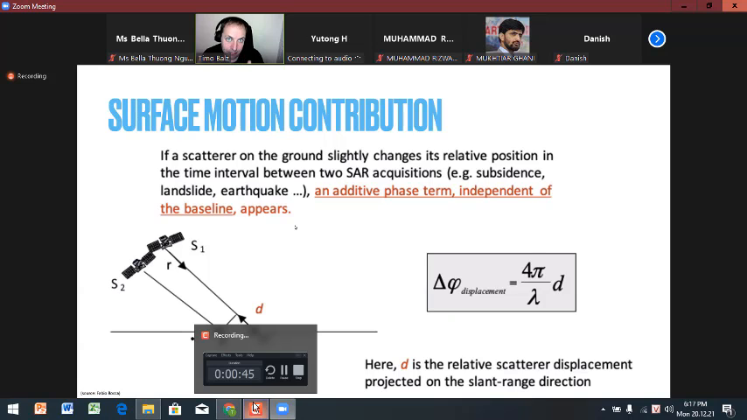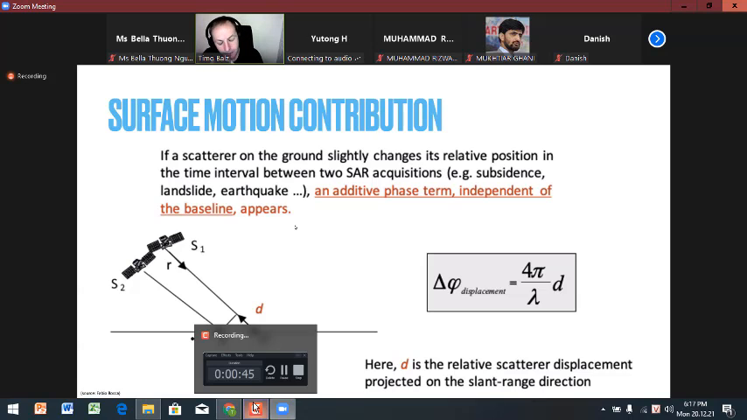So if you only suggest it can only be subsidence or uplift, right? You could derive that from the sign of your deformation. You're going to estimate a deformation, either positive or negative, right? So you would be able to get that.